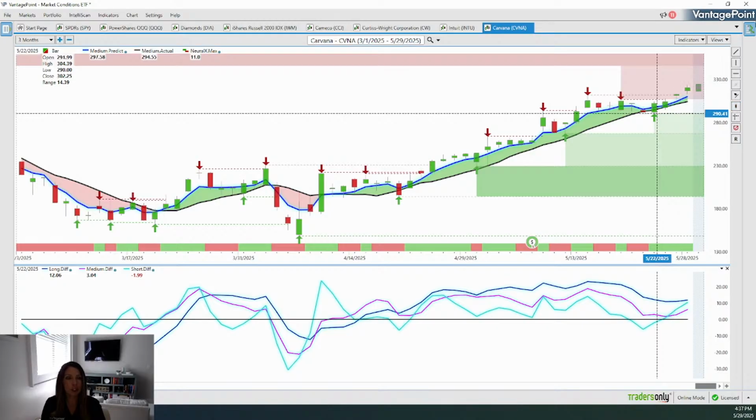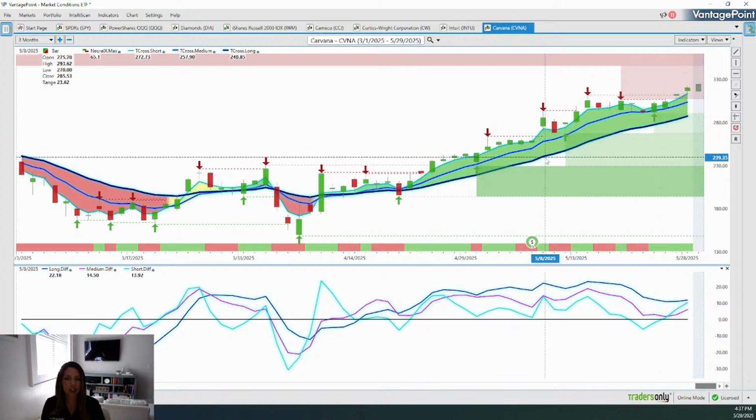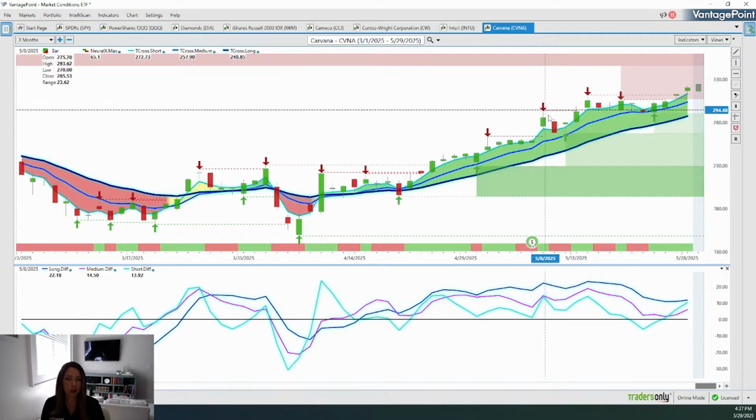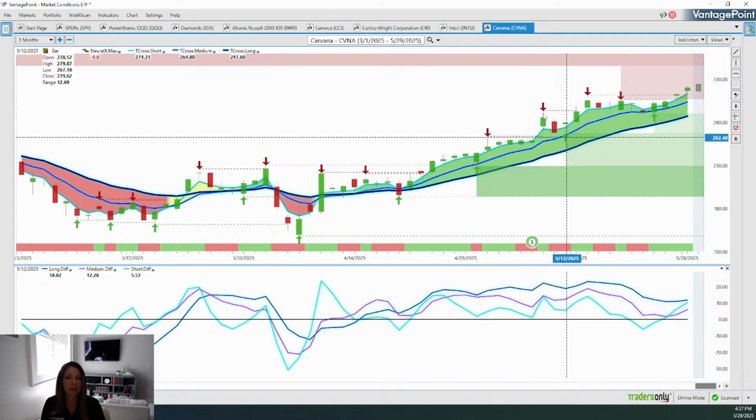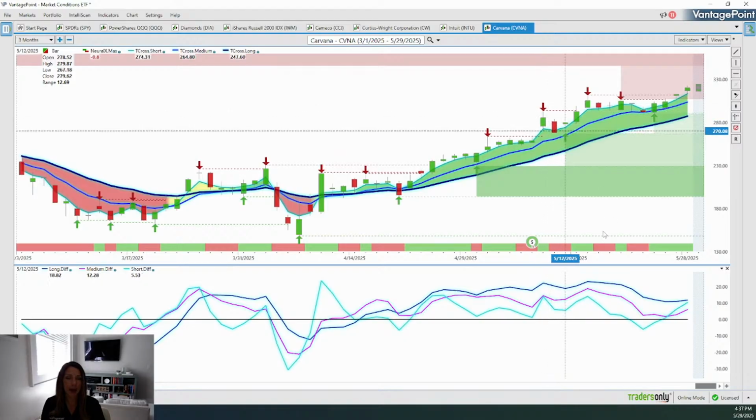Now, let me show you something also really cool about the VantagePoint software. If you use the triple cross too, you can see when price gets really far away from that darker level, that darker key level is the T cross long, it tends to revert back down. So you can also use that as a measure of extreme. When price is really far away from that level and you start to see some weakness coming in, we may have that reversion back down.